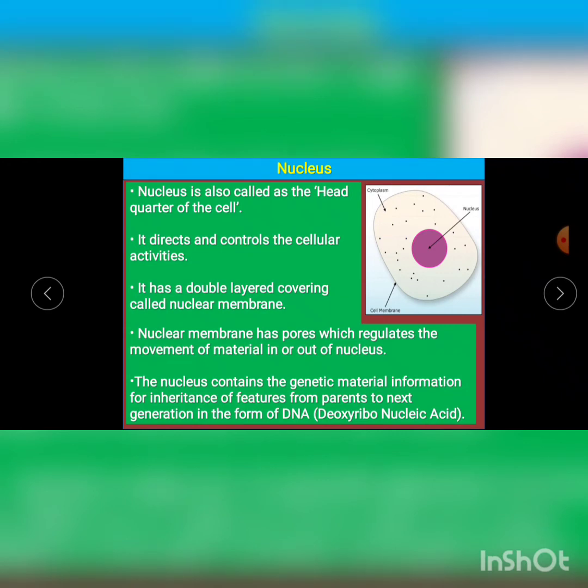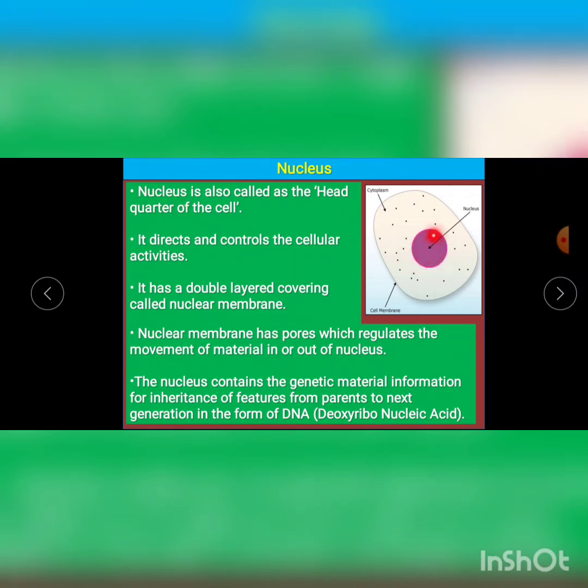The next topic is nucleus. Nucleus is a very important, or you can say the most important cell organelle that we have. Nucleus is also called the headquarter of the cell. You should remember, like our brain is the headquarter or the controller of our body, the nucleus is the headquarter or controller of our cell. It is called headquarter of the cell because it directs and controls the cellular activities. Whatever is happening inside the cell is instructed or controlled by the nucleus.